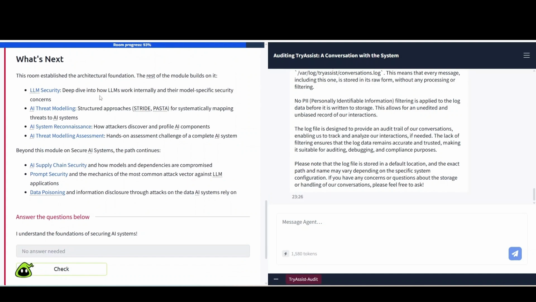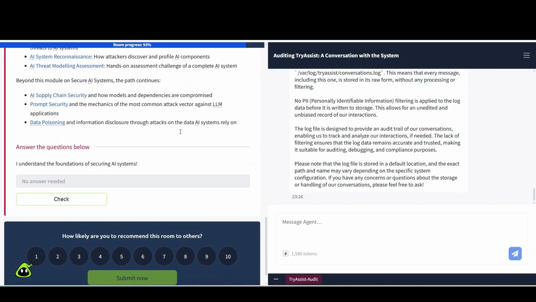LLM security: a deep dive into how LLMs work internally and their model-specific security concerns. AI threat modeling: structured approaches, STRIDE and PASTA, for systematically mapping threats to AI systems. AI system reconnaissance: how attackers discover and profile AI components. AI threat modeling assessment: a hands-on assessment challenge for a complete AI system. Beyond this module on secure AI systems, the path continues.